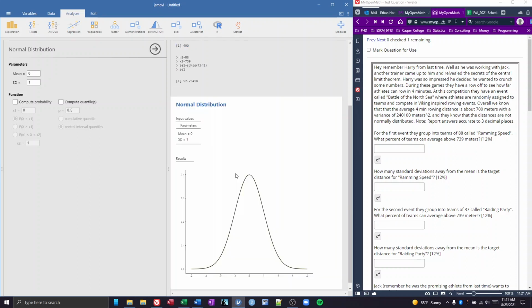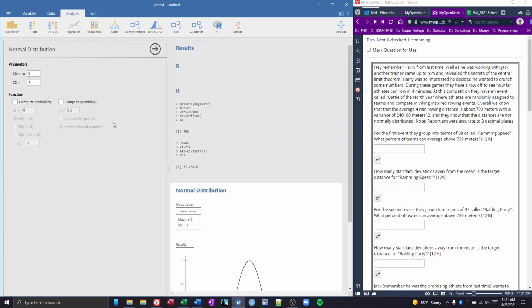And here, now we have our normal distribution. We can set up our mean and our standard deviation. The mean that we are going to use here is that true mean of 700. Now the standard deviation here is not the original standard deviation, because we know the original distribution is not normal. It told us as much. But the sampling distribution, when we are talking about the distribution of means of teams of 88 at a time, actually follows this standard error 1. That's our new standard deviation. So we can type that in like 52.23418. That'll give us our distribution.